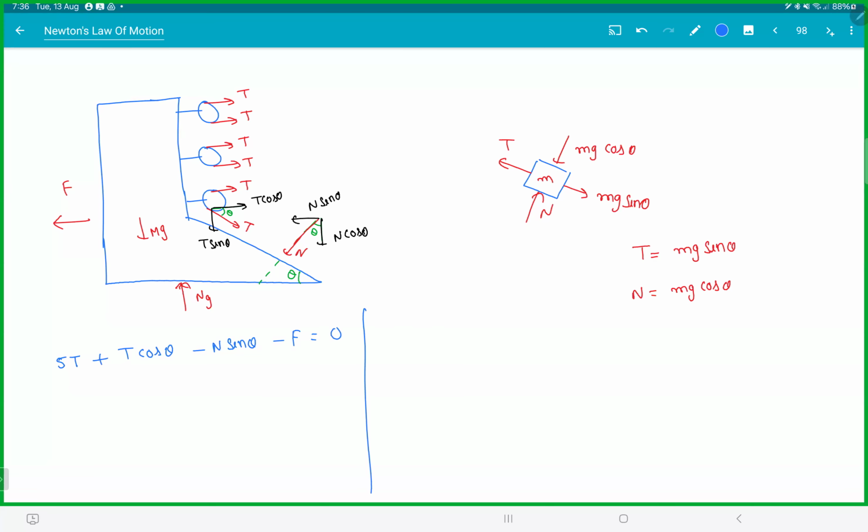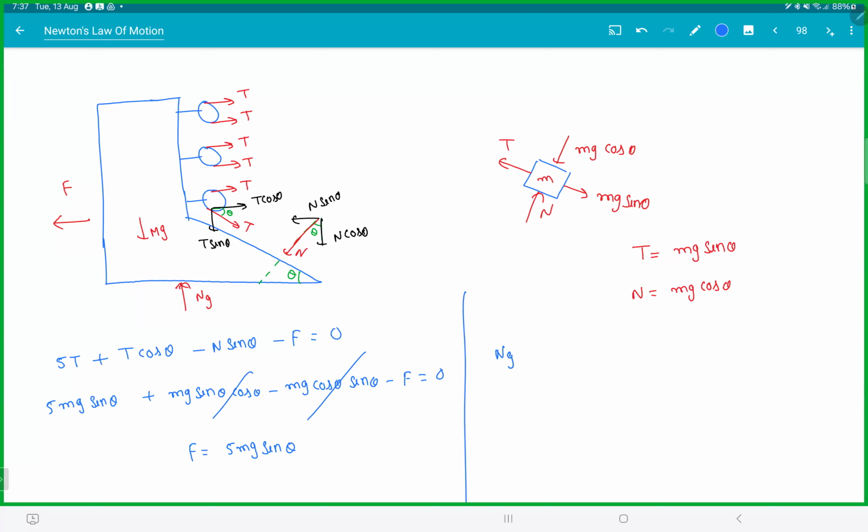Now substitute here. This is 5T plus T cos theta. What is N? N is mg cos theta. We can substitute the value of T also. That would be 5 mg sine theta, plus mg sine theta cos theta, minus N sine theta, and N is mg cos theta, so mg cos theta sine theta, minus F equal to 0. This term cancels off. F is equal to 5 mg sine theta. Same answer. But you saw it was a little lengthy.